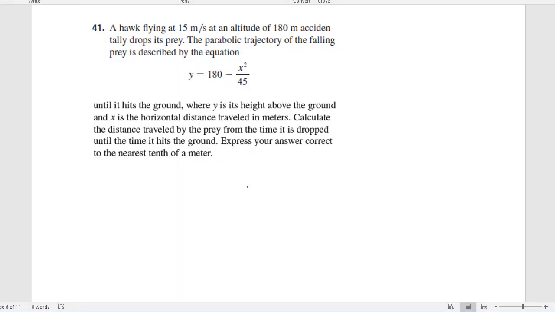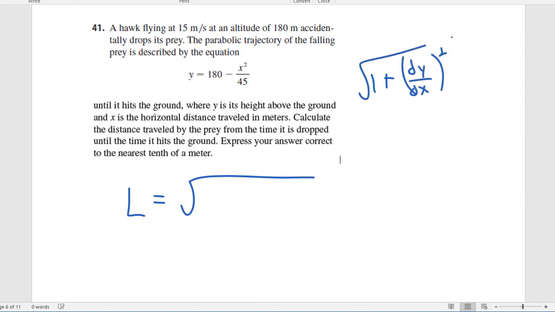So if we set up our formula, right? We know that arc length, the length of that path, is going to be the square root of. All right, now which version of arc length do I use? Do I use the 1 plus dy/dx squared version? Do I use that guy? Or do I use the 1 plus dx/dy version?